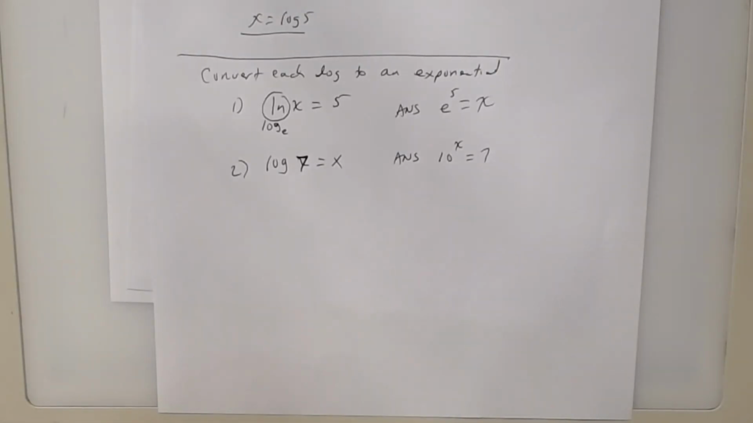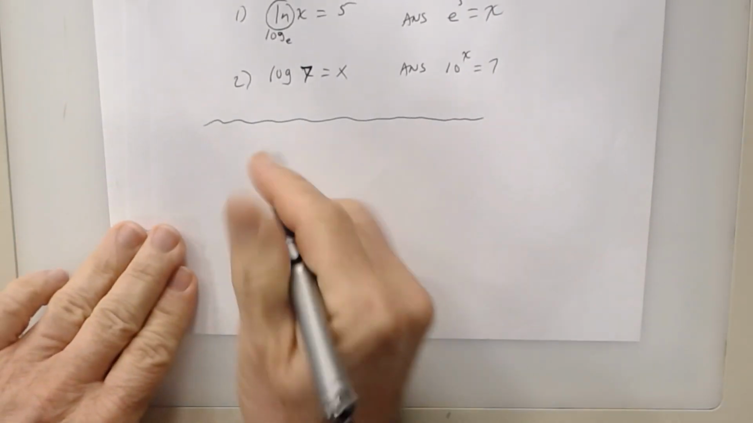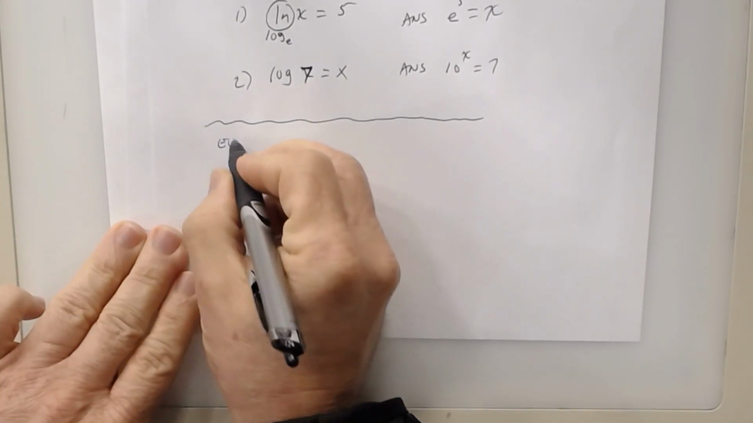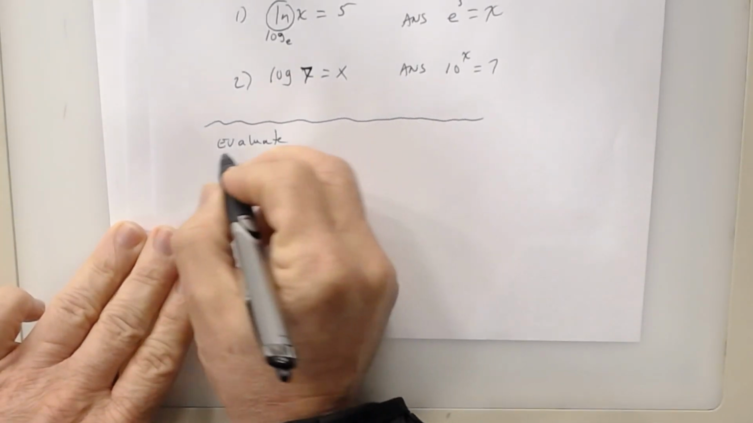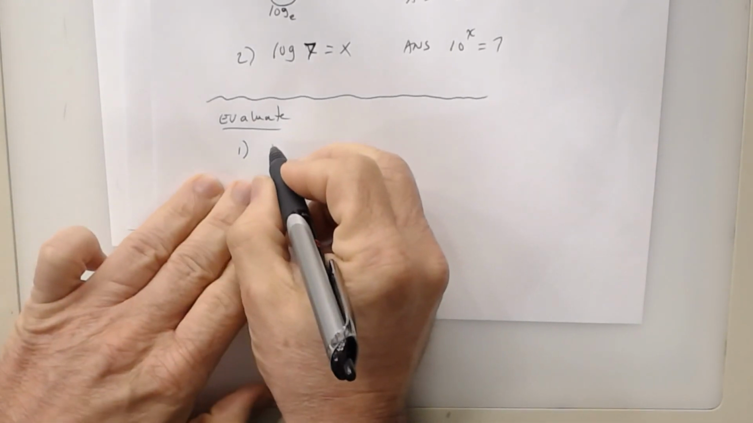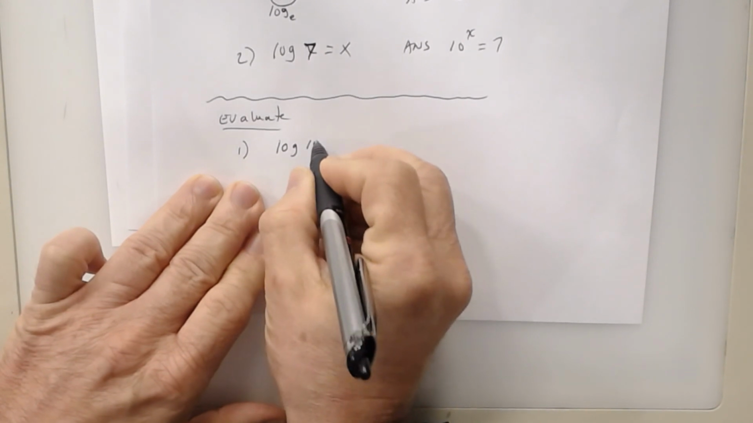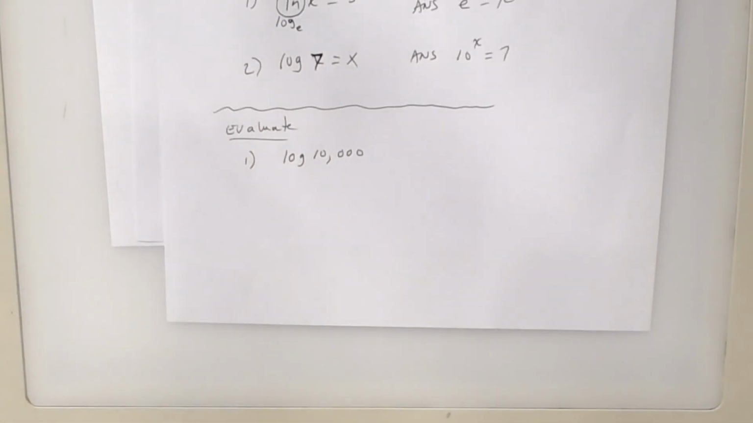Okay. All right, now let's simplify. So he's going to say evaluate. Number 1. All right, suppose I had the log of 10,000, without using a calculator. Just like you did yesterday, how would you determine the log of 10,000?